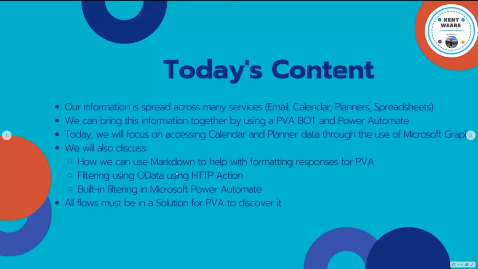And then we'll also take a quick look at some built-in filtering with Microsoft Power Automate as a result of a bug that I discovered inside of Graph. One thing before we get going, if you try to replicate these scenarios, do note that your Power Automate flow must be in a solution for Power Virtual Agents to discover it. So that's something just to be aware of. If you create a flow and then go into Power Virtual Agents and try to find it and can't, chances are it's because you haven't put it in a solution.